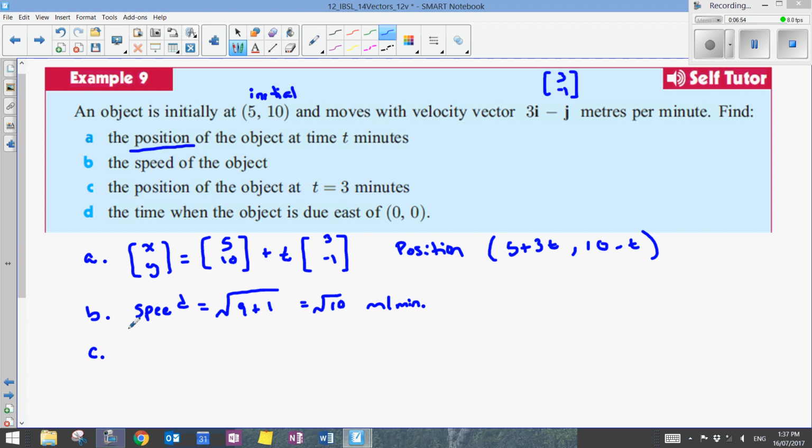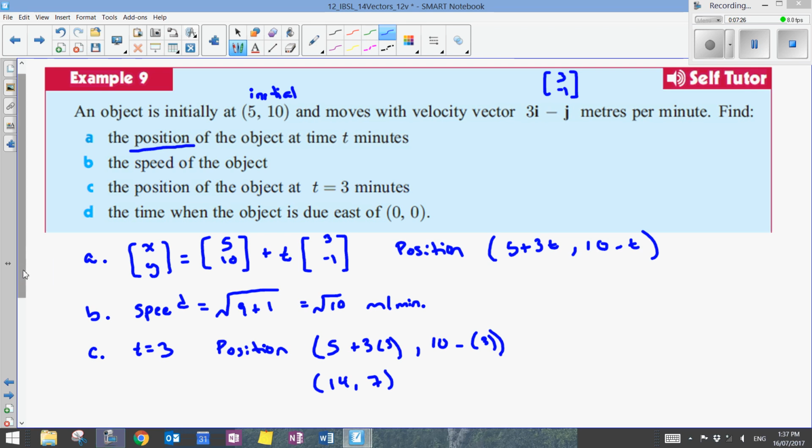Part C, the position of the object at t equals 3. So when our time is equal to 3, we can go back to our position of 5 plus 3t, and we can sub in. So our position is going to be 5 plus 3 times 3, and 10 minus 3. So our position winds up being, that's 9 plus 5, so we wind up with 14 and 7. And that's our position at time of 3 minutes.